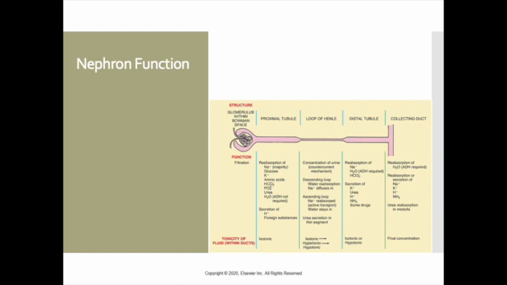Now, the final adjustments in the urine composition are going to be made once it's in the distal tubule and the collecting ducts. And it's going to be according to what the body needs. But the majority of this concentration is happening again within that loop of Henle.